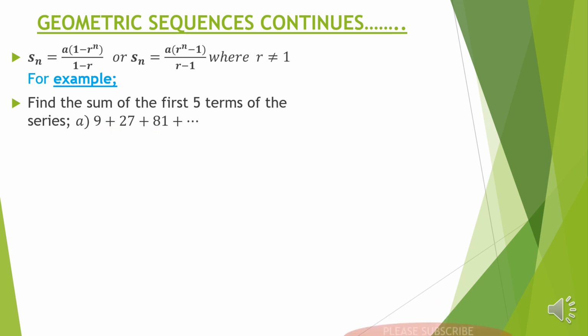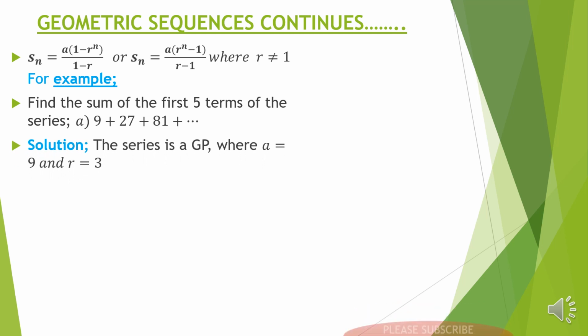How do I proceed? The first thing I'm going to do is to write down what I'm provided with. Realize that the series, first of all, is a GP, and therefore A is 9 and R is 3. How am I getting 3? I'm taking 27 divided by 9, or 81 divided by 27. That common fixed term, or common ratio, is therefore 3.